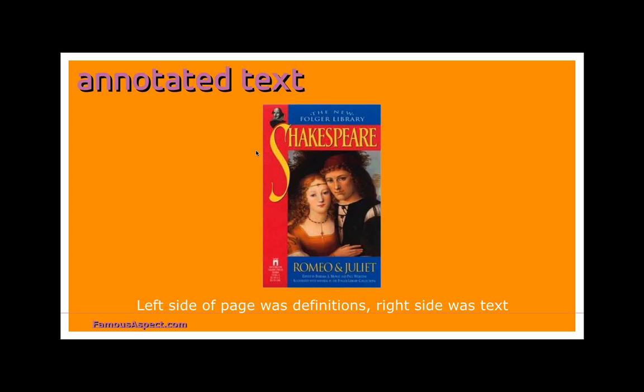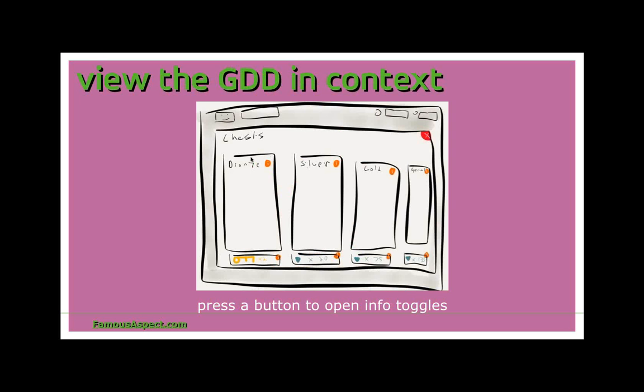So if I go back to one of the screens I was looking at, imagine I had a button in my prototype that I could press and turn on all these little orange info buttons. So I'm looking at my UI prototype. I'm looking at my game's business model visually, and I press a button and I get all these info buttons.